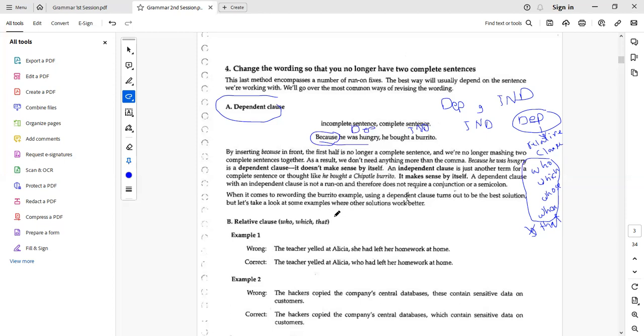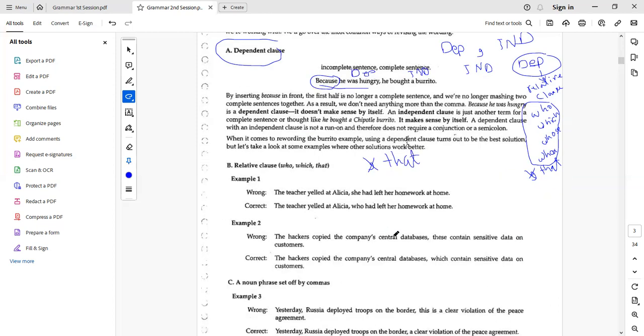Now, what I explained here: you can put a relative clause, but don't forget, please, that will never have a comma before it. Okay, look at this one now. The teacher yelled at Alicia, independent. She had left her homework at home, independent. So two independent clauses, and a comma between them is wrong. As we said, you can change it by putting a semicolon, or a comma with a FANBOY, or a full stop, or change one of them to be dependent.